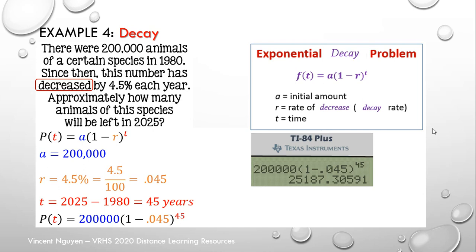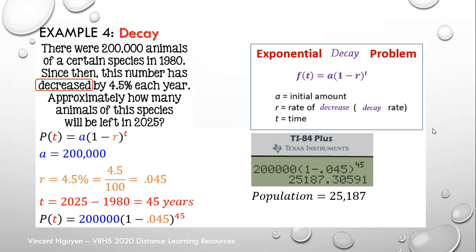And it says 25,187 point blah blah blah. So the population of these poor animals would remain at 25,187.